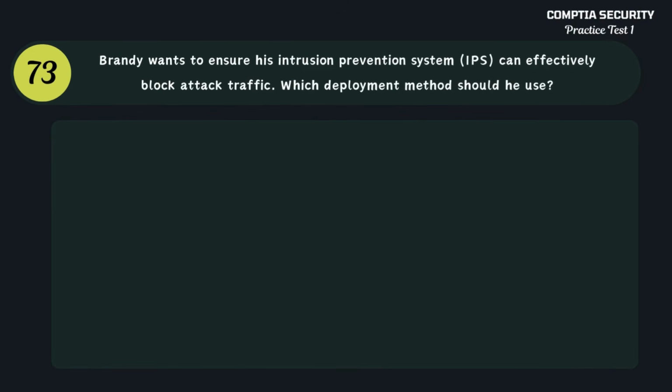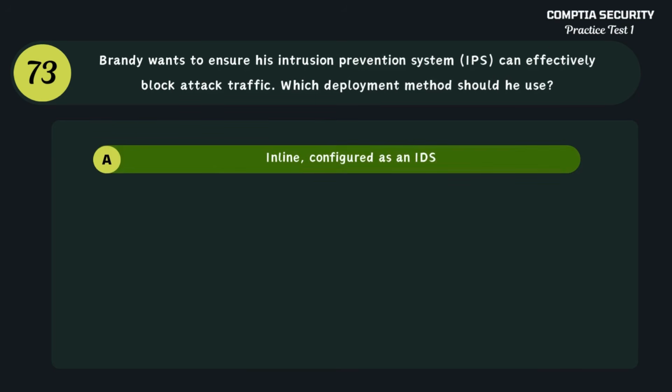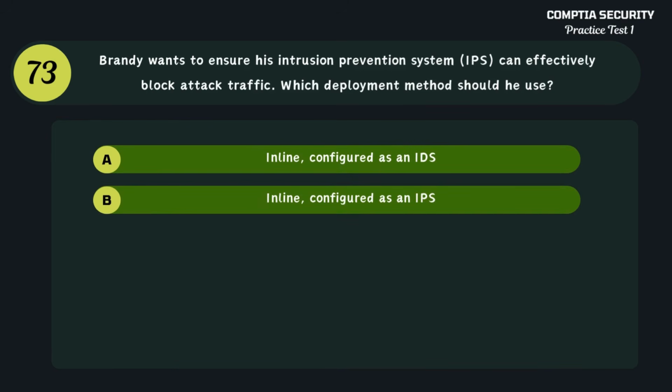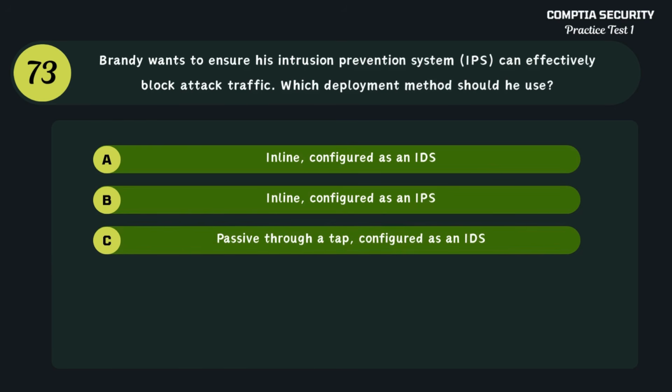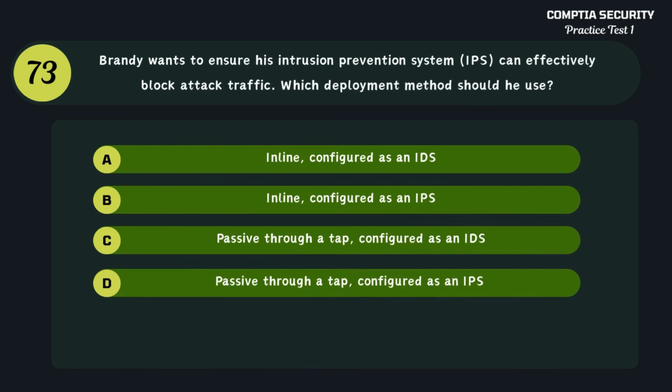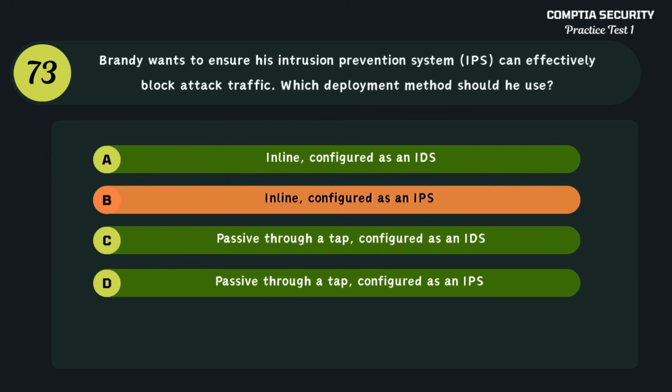Question 73. Brandy wants to ensure his intrusion prevention system can effectively block attack traffic. Which deployment method should he use? A. Inline, configured as an IDS. B. Inline, configured as an IPS. C. Passive through a tap, configured as an IDS. D. Passive through a tap, configured as an IPS. Correct answer B. Inline, configured as an IPS.